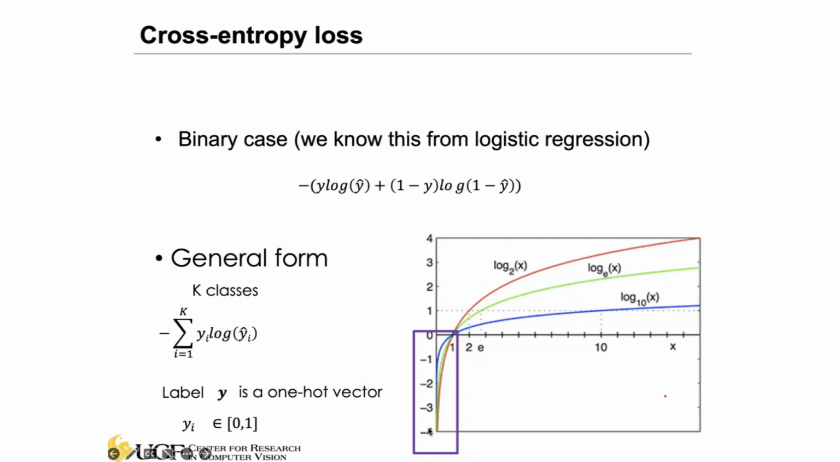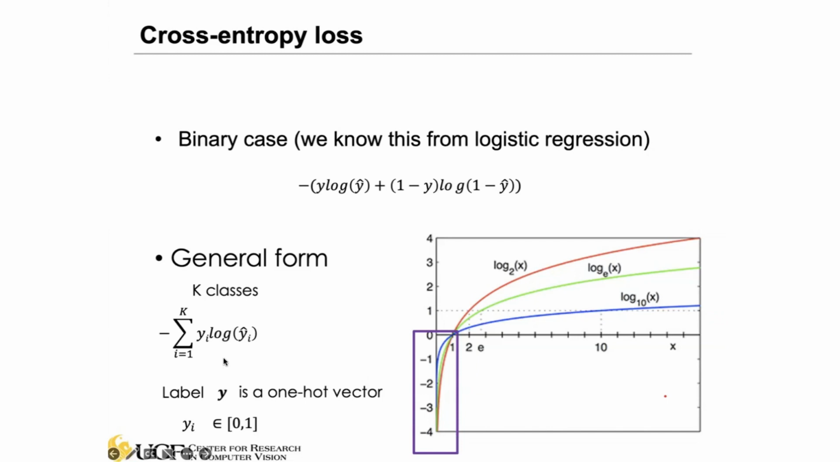And if you look at the log function, it can be base 2, or we can use the natural log, but they are pretty much the same. Here, because we interpret the output as a probability, we know that this y hat is going to be a value between 0 and 1. So on this graph, we only have to care about this region, which I highlight here with this square.